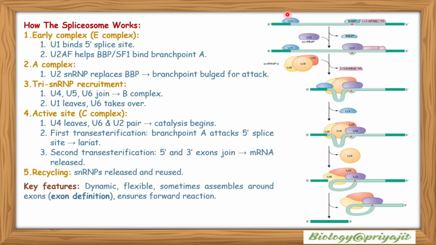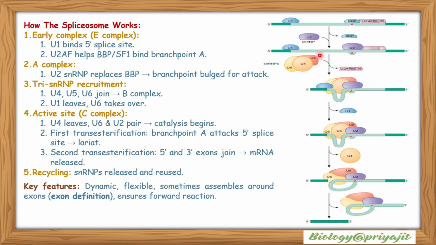Then U2AF, U2 associated factor. U2 is another snRNA. Associated factor helps branch point binding protein, BBP, and SF1, which bind branch point A. This is the branch point A. So these two proteins bind at the branch point A. Again, A complex will be formed. Then U2 snRNP releases the BBP.